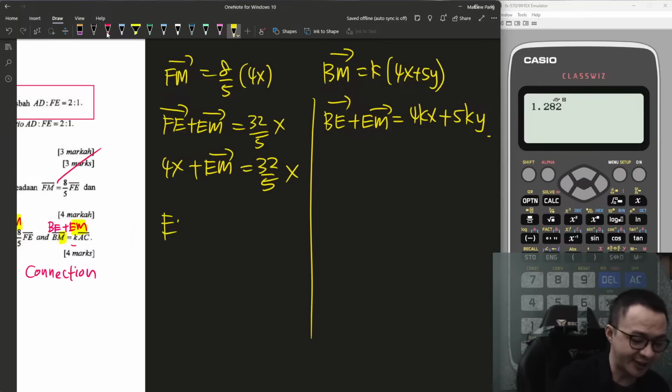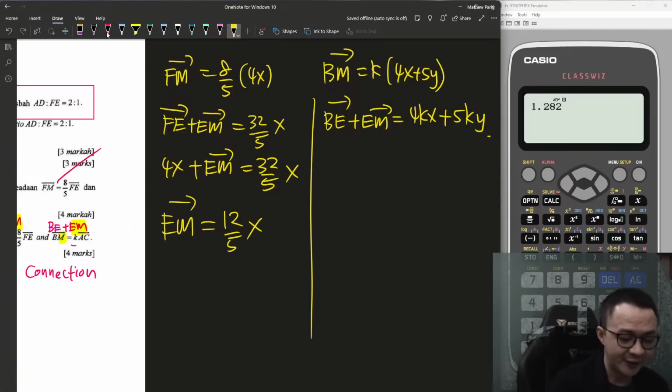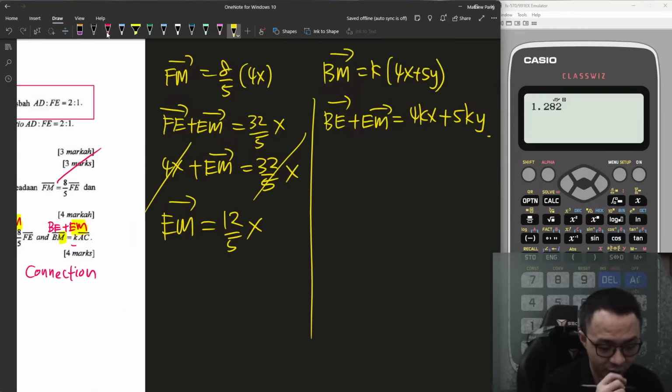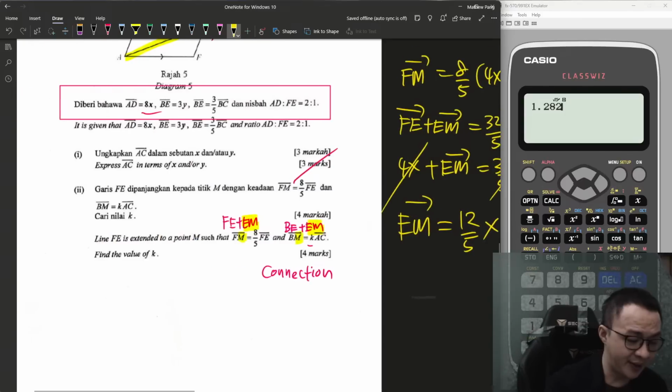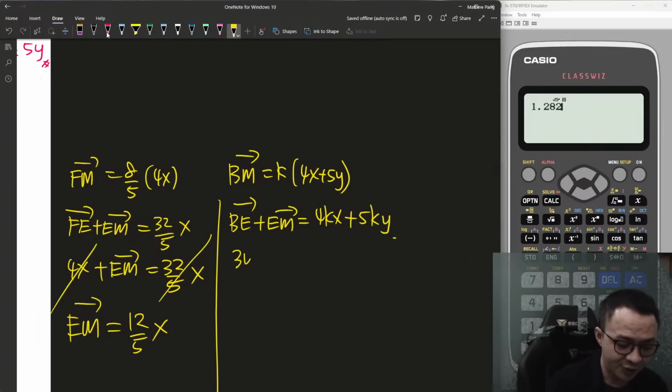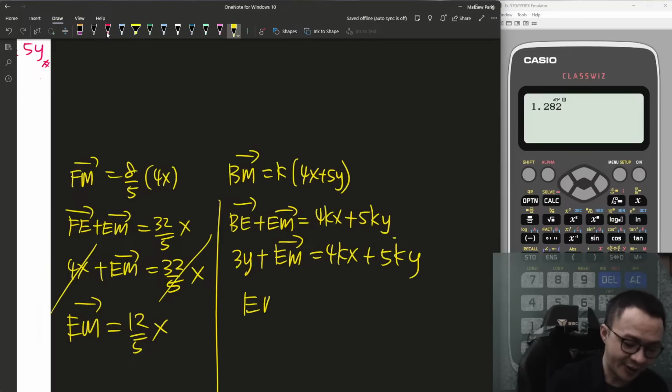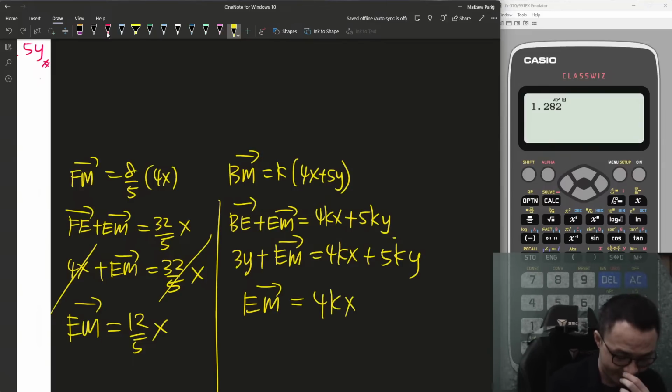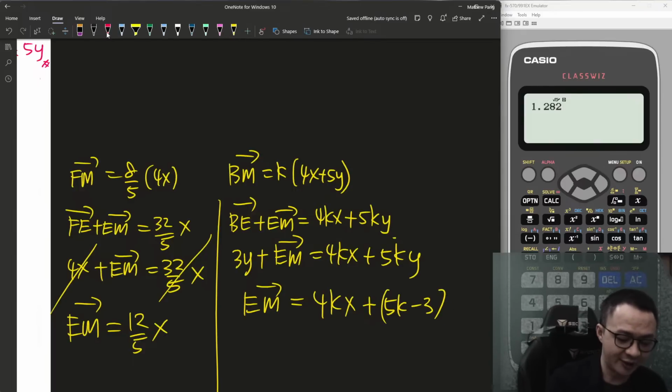Then I can get the Em as a subject. Minus 8, so it's 12 over 5x. Okay, you just simplify them, you should get about 12 over 5x. Then here, what is Be? Be, according to this diagram, Be is 3y, right? Okay, this is 3y plus Em equals to 4kx plus 5ky. So my Em here, I'm going to move the 3y to the other side, become minus 3y, right? So it should be 5k minus 3y. I factorize out the y.